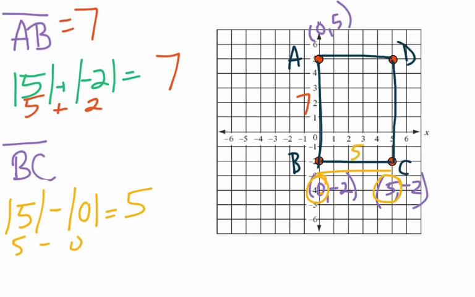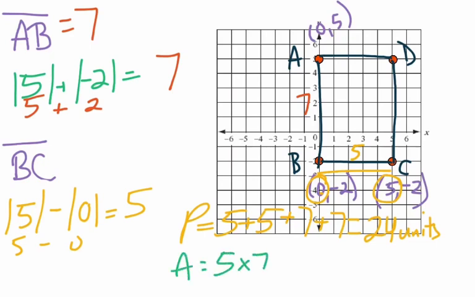So now when we go to find things like the perimeter and the area, so perimeter, we're going to add all the sides. So I'm going to do 5 plus 5 plus 7 plus 7. 5 plus 5 is 10, 7 plus 7 is 14, 10 plus 14 is 24 units. And my area would be 5 times 7, length times width. That makes 35 units squared.